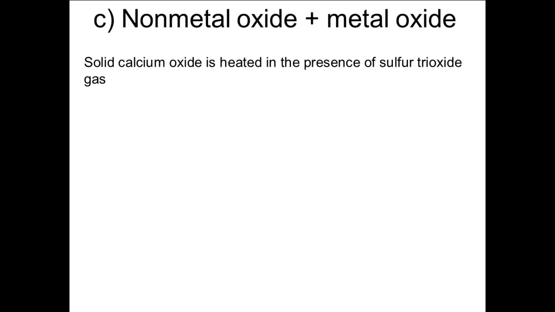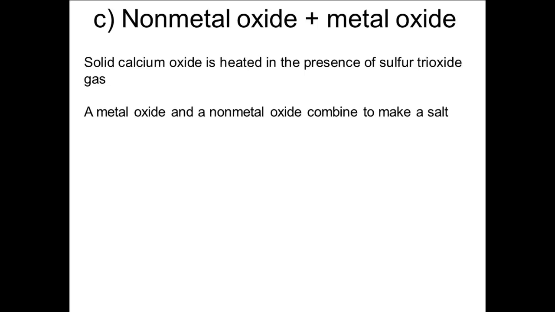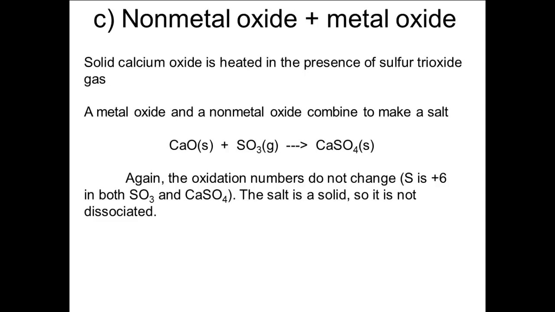C. Nonmetal oxide plus a metal oxide. Solid calcium oxide is heated in the presence of sulfur trioxide gas. A metal oxide and a nonmetal oxide combine to make a salt. The anion of the salt is usually a well-known polyatomic ion. In this case, the sulfate ion. Again, the oxidation numbers do not change. Sulfur is +6 in both SO3 and calcium sulfate. The salt is a solid, so it is not dissociated.